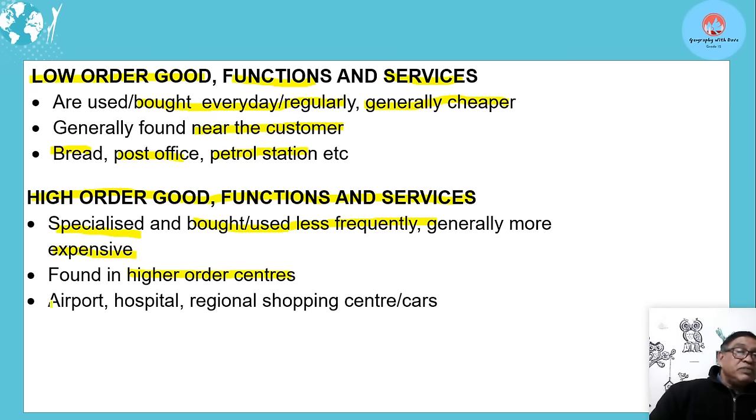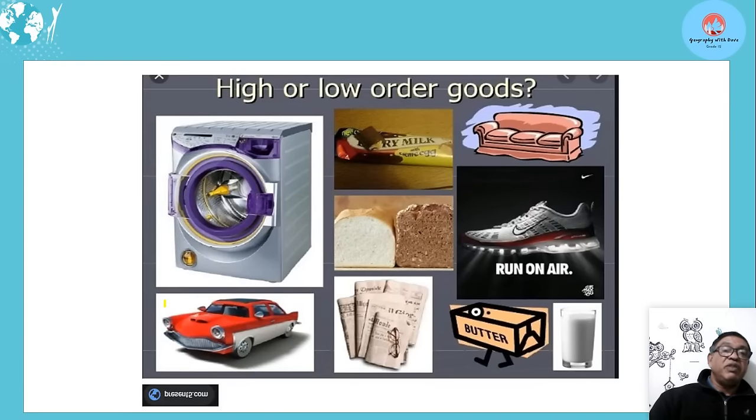Like an airport. An airport is not going to be found in a village, sometimes not even in a town. It may be in a large town or a city. Hospitals are the same. Your regional shopping centers, those huge ones, like Eastgate, are not just going to be found in every area. So that is your high order services. Let's look at some of them here.